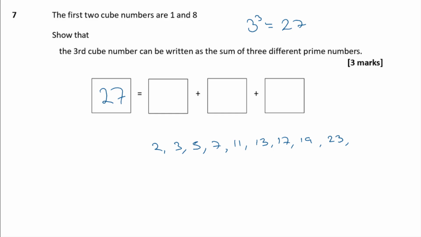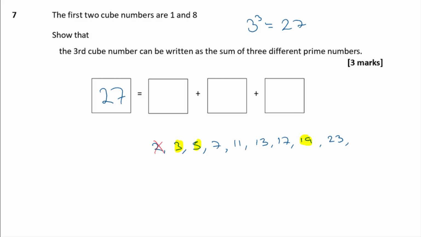So we want to add up to 27. Now it's an odd number, so it can't include 2, can it? Because an even plus an odd is an even. So it can't have 2 in it. So what can we do? Let's say we add 3 and 5, we get 8. We've got 19 left to find. So that works, doesn't it? So 3 and 5 and 19 works.